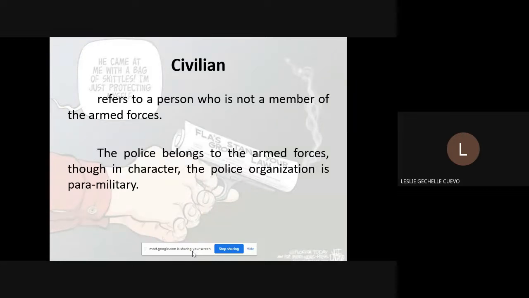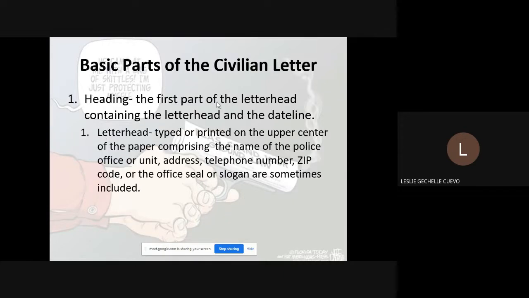Okay, so now we proceed with civilian letter naman. So ano ba yung definition muna ng civilian? So this refers to a person who is not a member of the armed forces. Okay? So basic parts of the civilian letter.